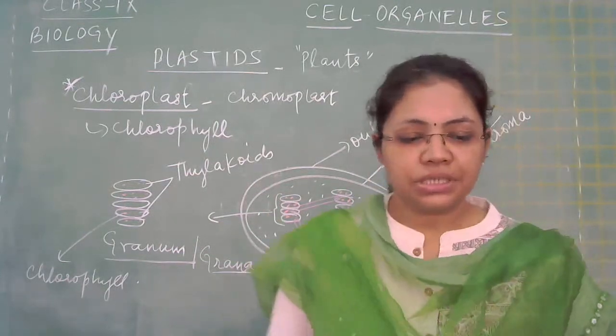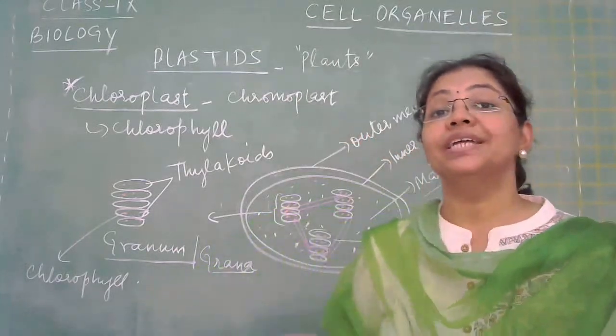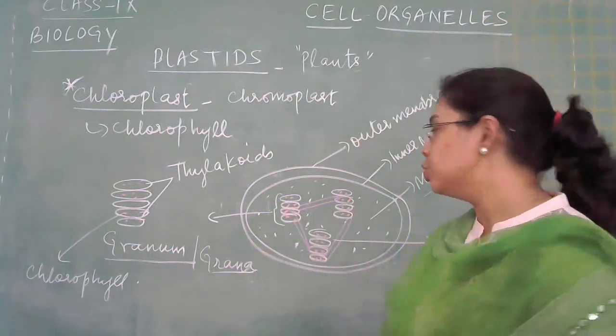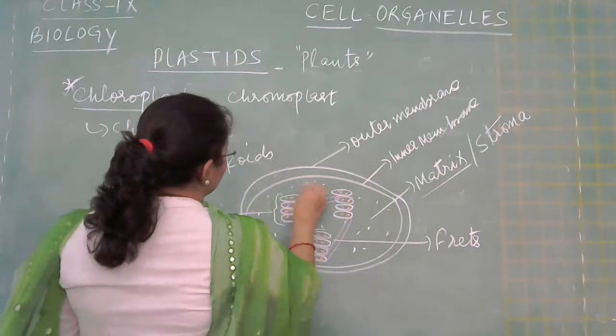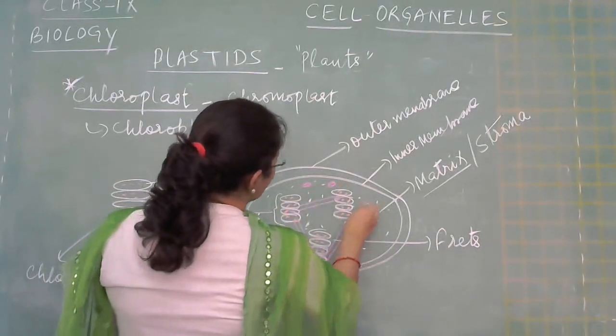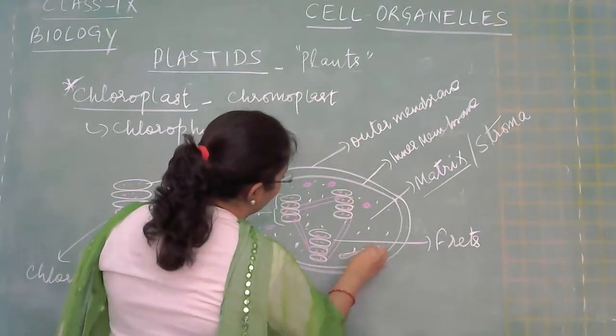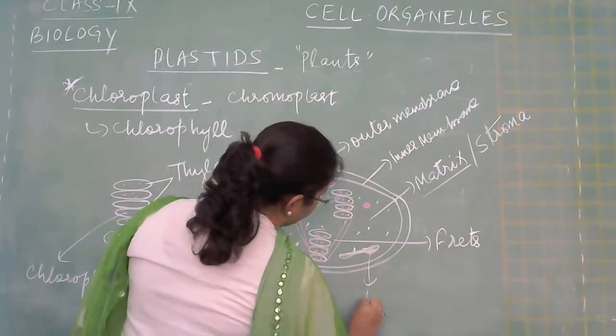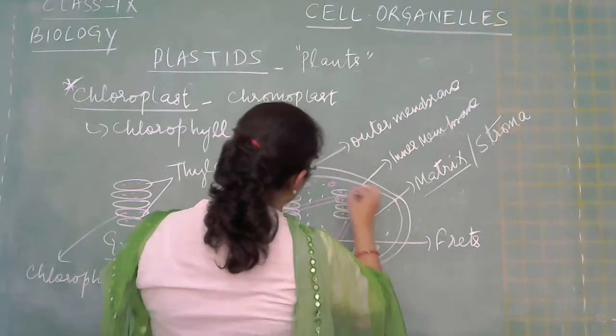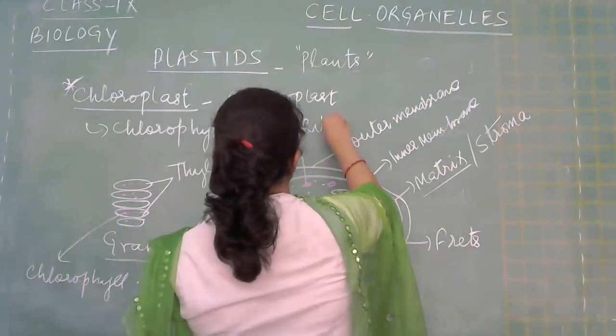Another thing, students, like mitochondria, plastids also contain some ribosomes and their own DNA. Yes, their own DNA, and ribosomes.